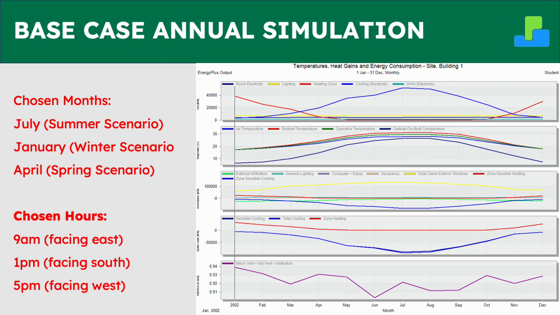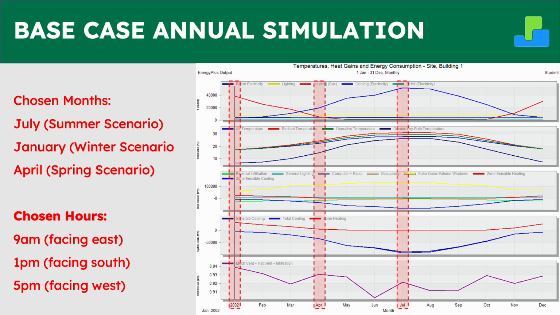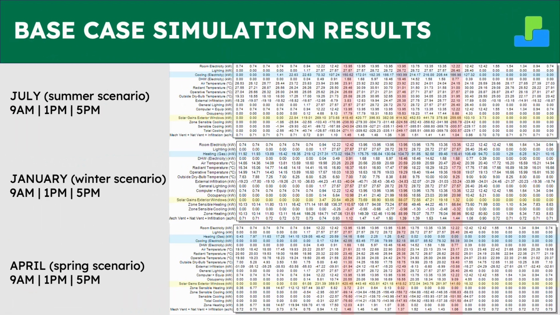An annual simulation was conducted to compare and choose the 3 peak months. And so the chosen months are July as the summer scenario, January as the winter scenario, and April as the spring scenario. And these 3 months will be used throughout the 3 cases with a specific focus on 9 a.m. facing east, 1 p.m. facing south, and 5 p.m. facing west. Specific focus was placed on the solar gain, fuel totals for cooling and heating, as well as the CO2 production.